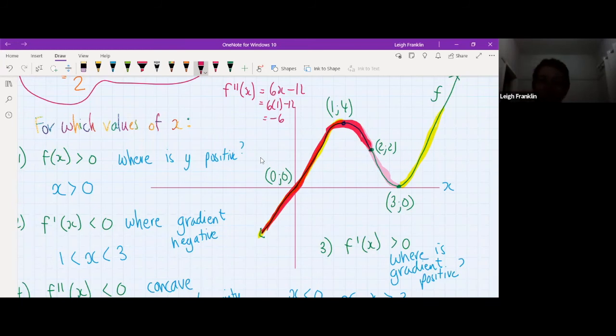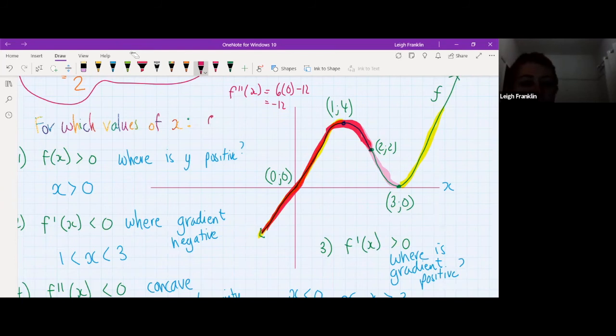If I now wanted to work out what the concavity was at the x-intercept, I could sub in 0. You're going to see it's going to be even more negative. f double prime of x gives me 6 times 0 minus 12, which is a measure of concavity of minus 12. So the concavity keeps on decreasing, becoming more and more negative.